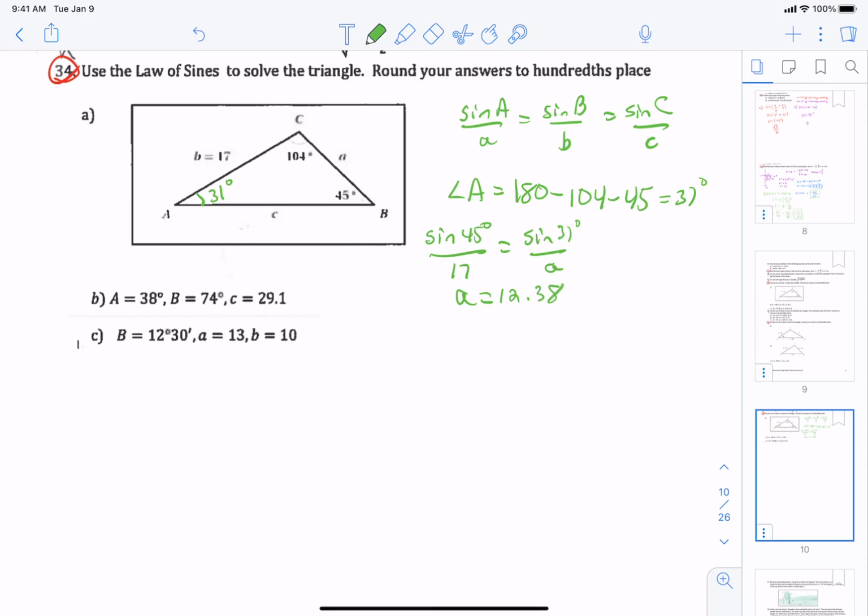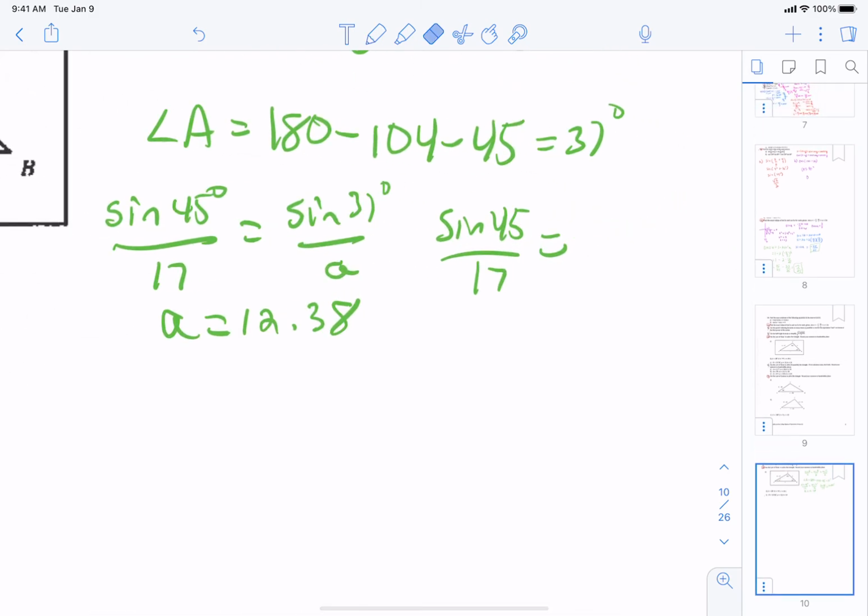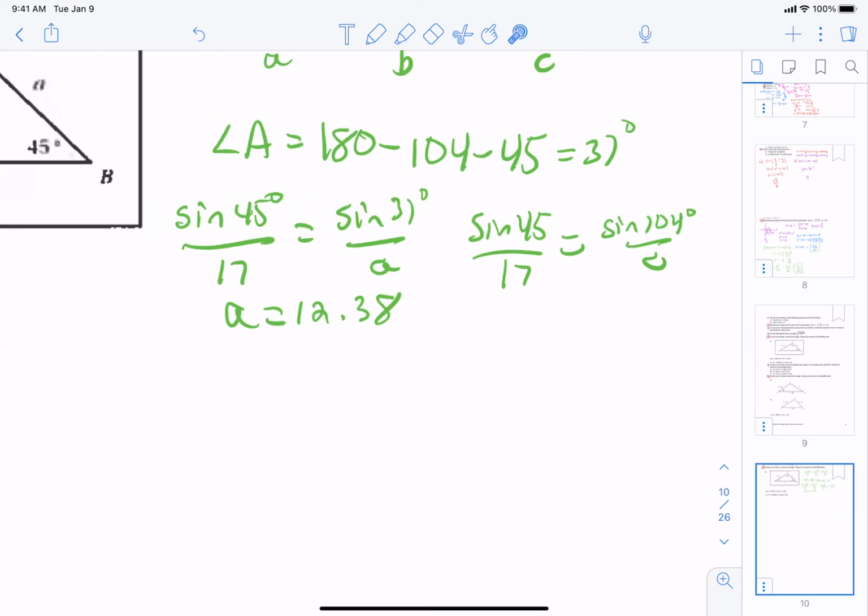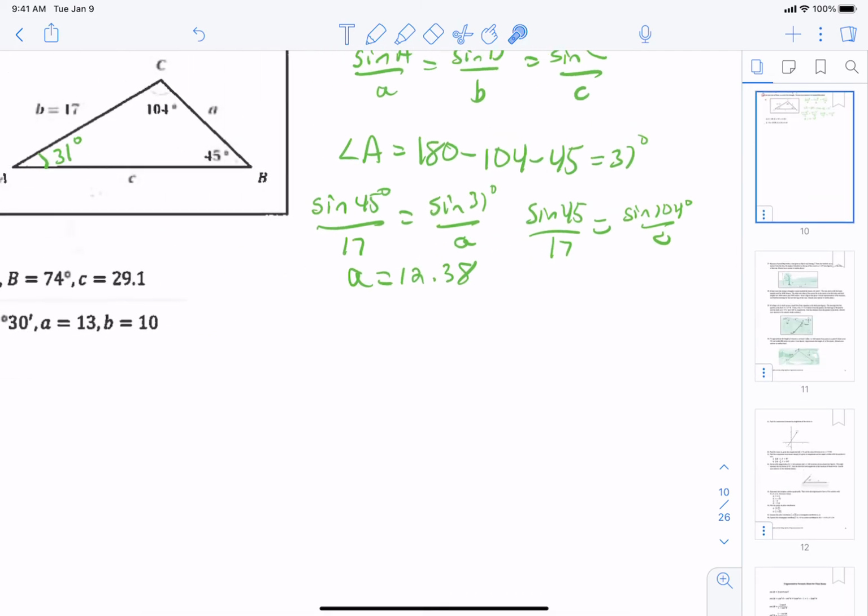Now we can do it one more time. Use that same pair you know, sine of 45 over 17, to find the information about C. So that would be the sine of 104 over C, because that's what's across from C. Same deal as far as setup. Make sure your calculator is in degrees. So you're going to do the sine of 104 times 17 divided by the sine of 45. And we get 23.33.